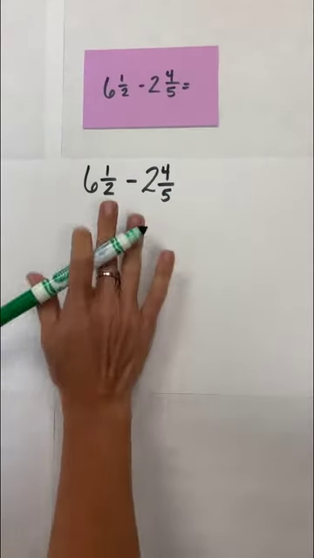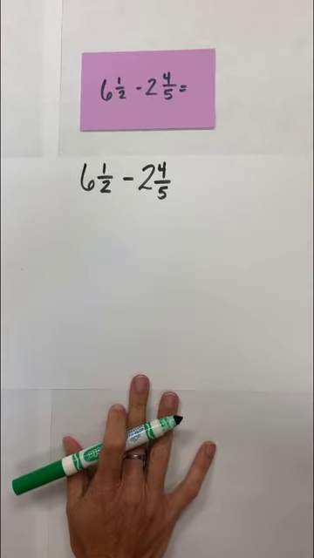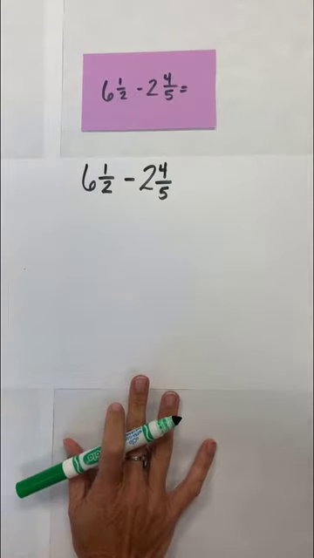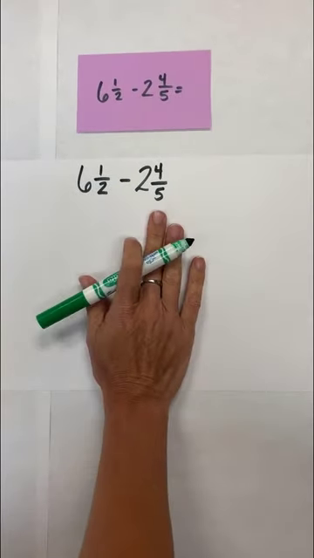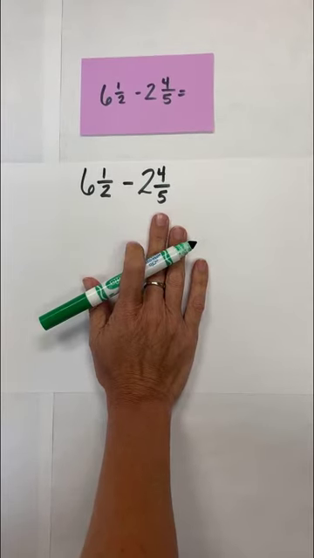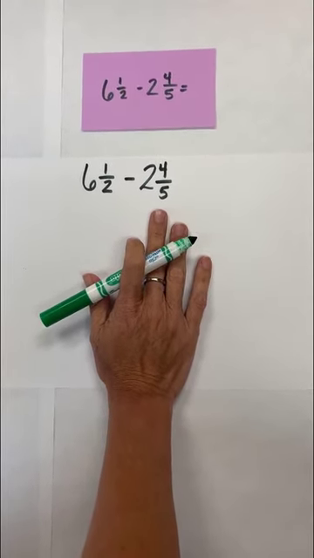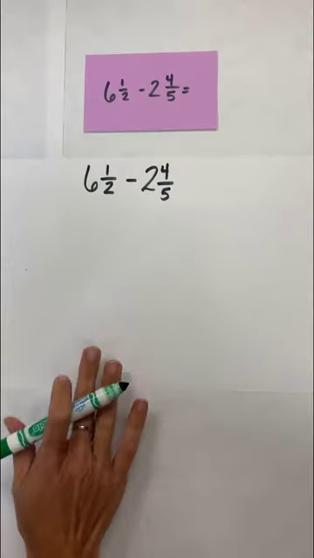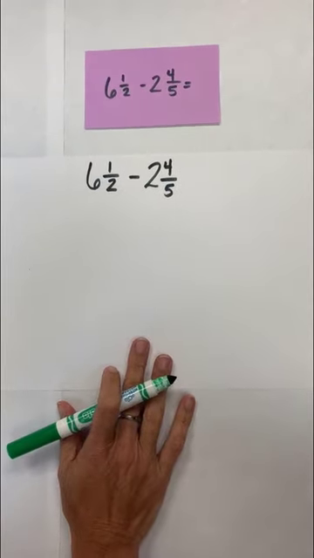All right, so we have 6 1/2 minus 2 4/5. So once again, we want to estimate. We can think of 6 1/2 as almost 7, 2 4/5 is almost 3, and 7 minus 3 is about 4. So we should have a difference of 4 or around there when we are finished solving the problem. All right, so we're going to use the algorithm.